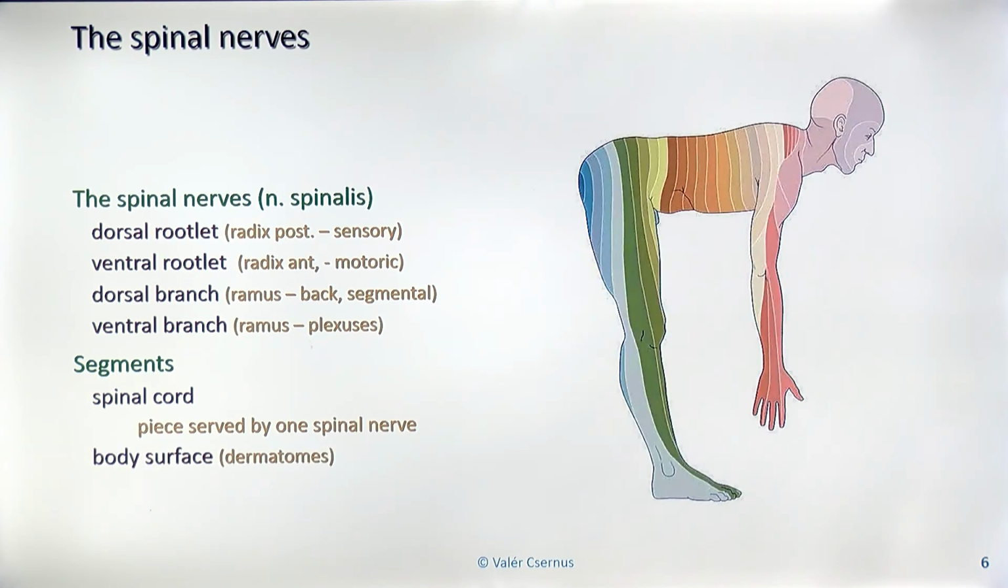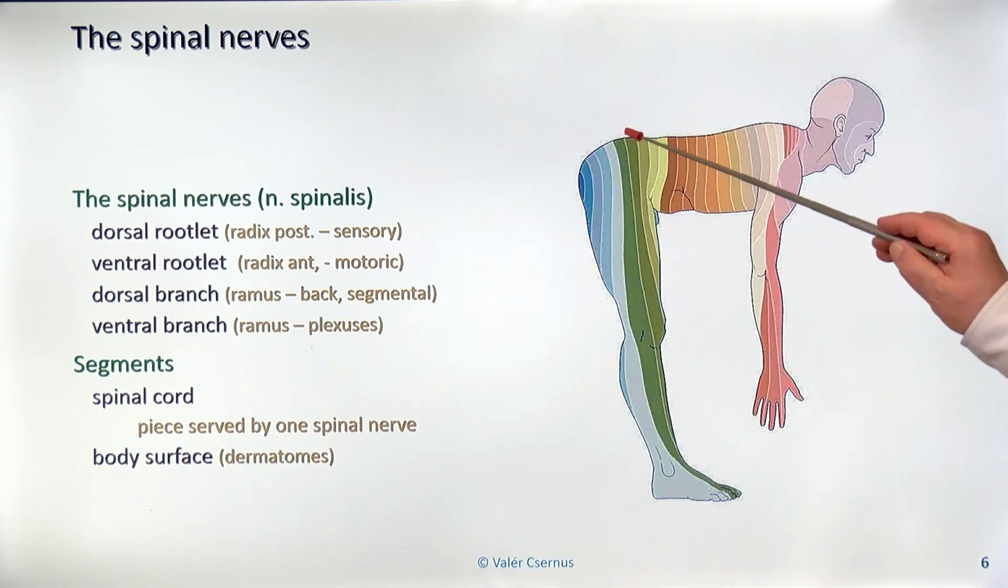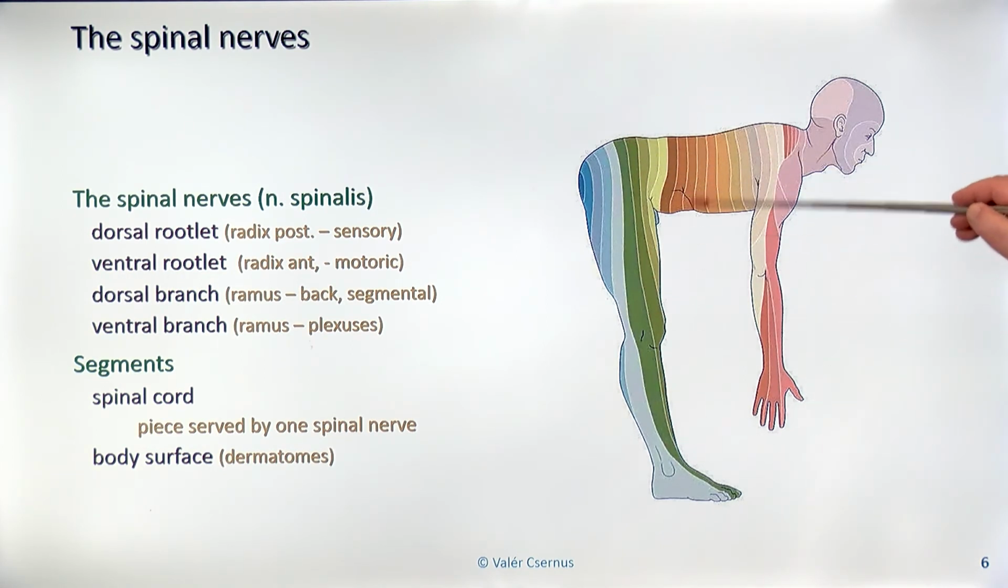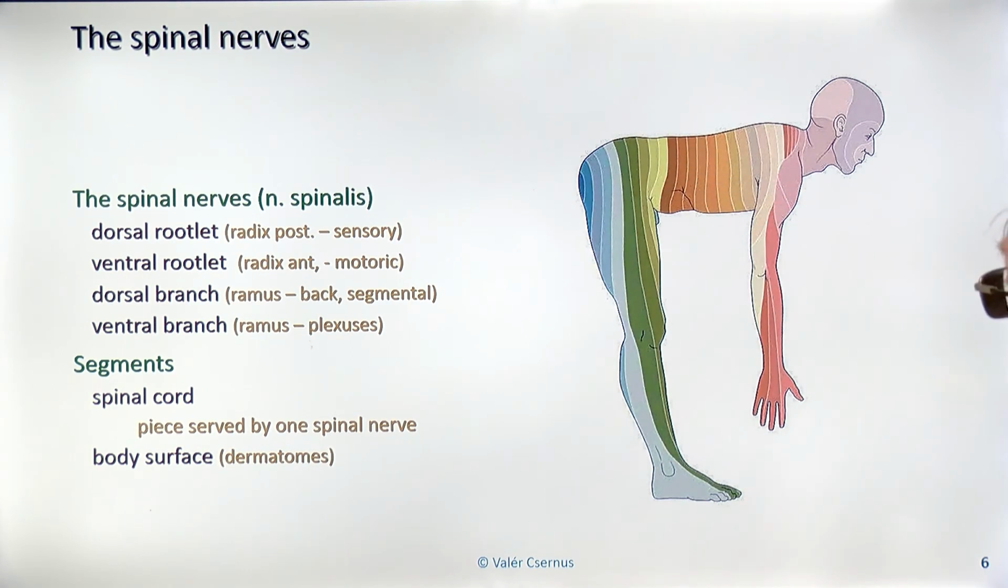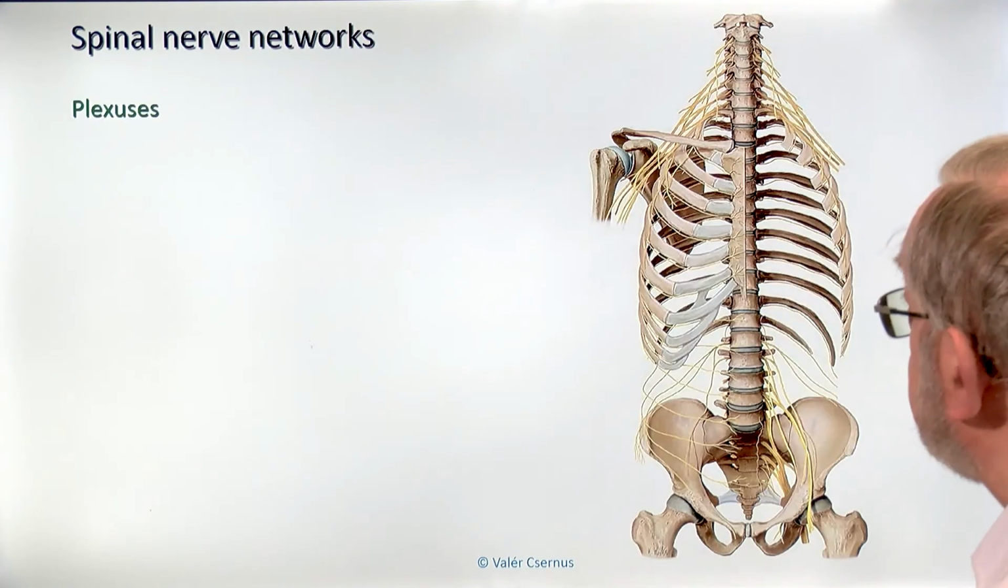On the body surface we can make a very nice map, where every single line represented by a different color is innervated from a spinal nerve coming from a certain segment. These stripes on the skin which are innervated by a certain segment we name dermatomes.